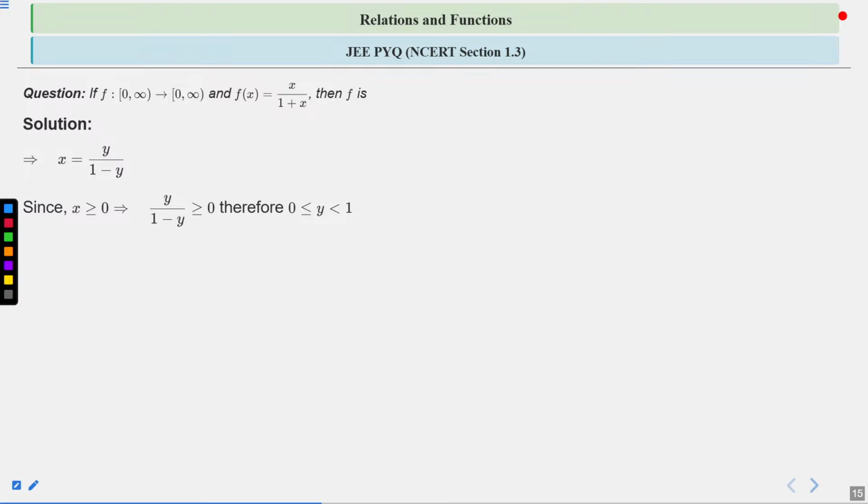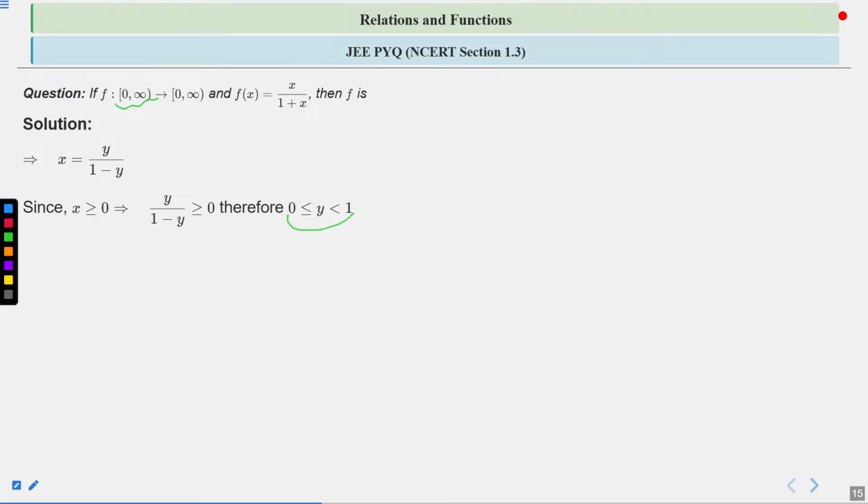Since x is greater than or equal to 0 by using the domain, you can say that y upon 1 minus y is greater than or equal to 0, right? When you solve this, that is, y upon 1 minus y is greater than or equal to 0, you will get y is between 0 to 1.